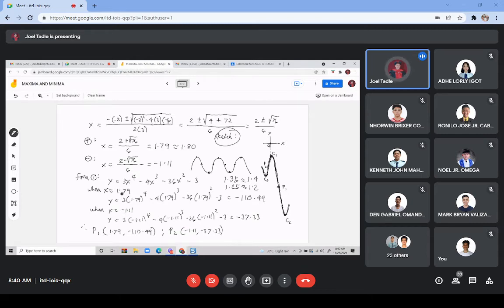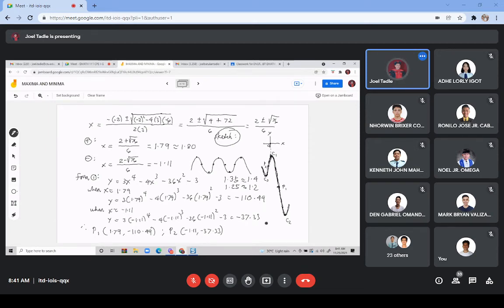So when x is equal to 1.79, our y is negative 110.49. So this is our first point of inflection: positive 1.79, negative 110.49. The second point of inflection uses x equals negative 1.11. We substitute negative 1.11 into our equation number 1 to determine y. Our y is negative 37.33.